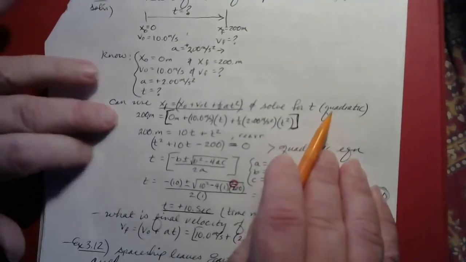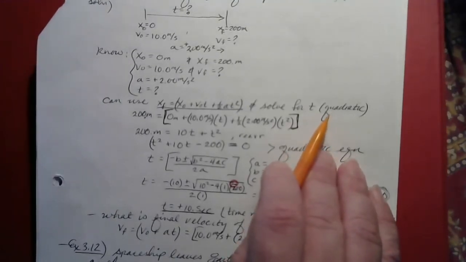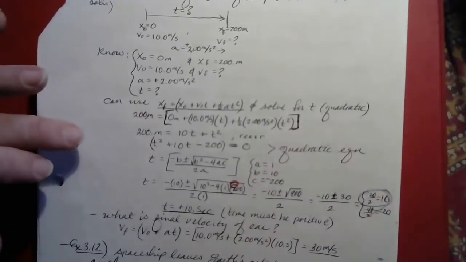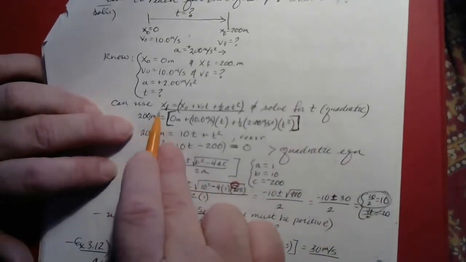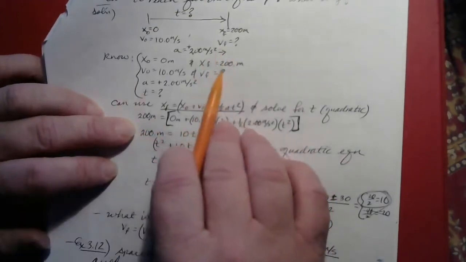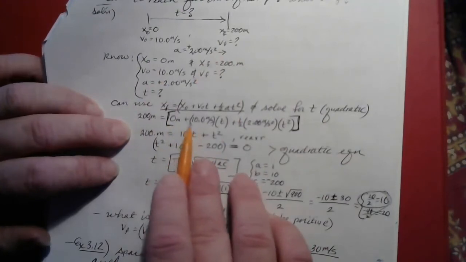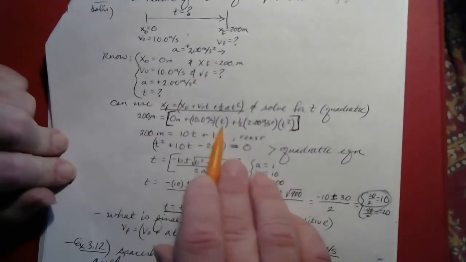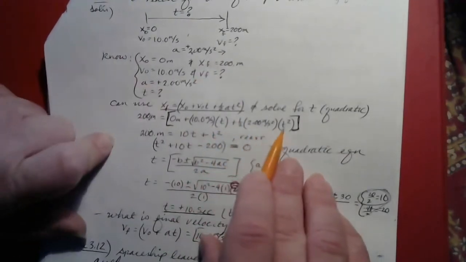All right, so just as a review, because sometimes it's unavoidable, we'll put in the values and set up the equation, and then we'll go through the quadratic equation. So what we've got is x final, that's 200 meters, equals x original, which is 0 meters, plus v original, which is 10 meters per second, times time, plus 1/2 the acceleration, which is 2 meters per second squared, times time squared.